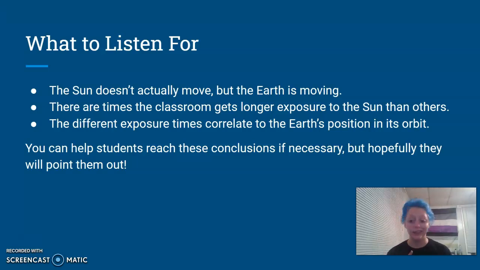the Earth is moving and spinning and going crazy. So you also want to notice them say that there are times that the classroom gets longer exposure to the sun than others, like when it's facing a certain way and spinning at a certain space, it's going to have more exposure or longer exposure than a different time. Finally, you want them to understand that these different exposure times directly correlate to the Earth's position in its orbit. You can help students reach these conclusions if necessary, but hopefully they're going to point them out on their own.